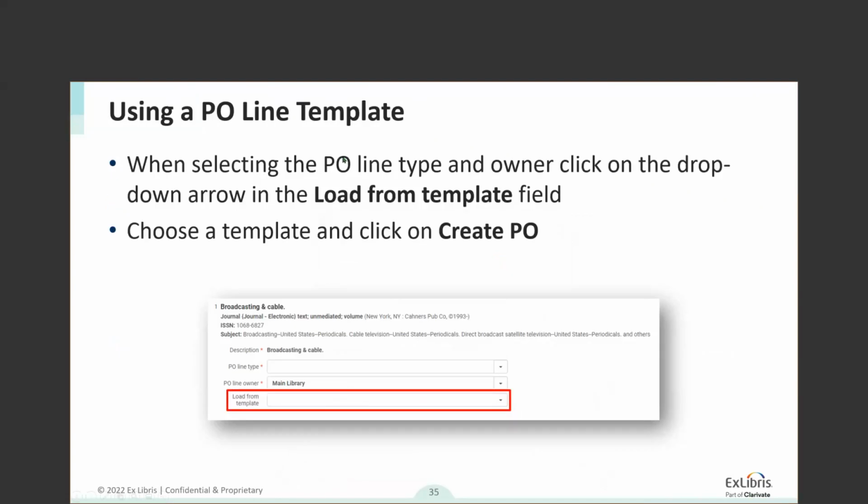And you saw me use this, right? I created a PO line. I had to fill in the type, the owner, and the template. Boom. All I had to do was hit price and go.